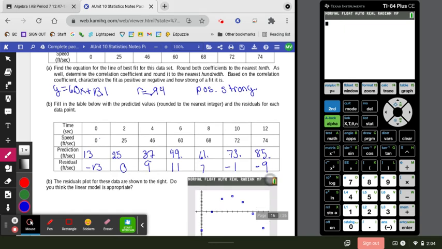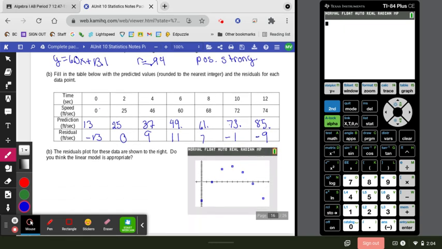The residuals plot looks like that. Do you think this is good? And the answer is no. It falls in a pattern that very much looks like a parabola. So that means there is a better option, quadratic or exponential.